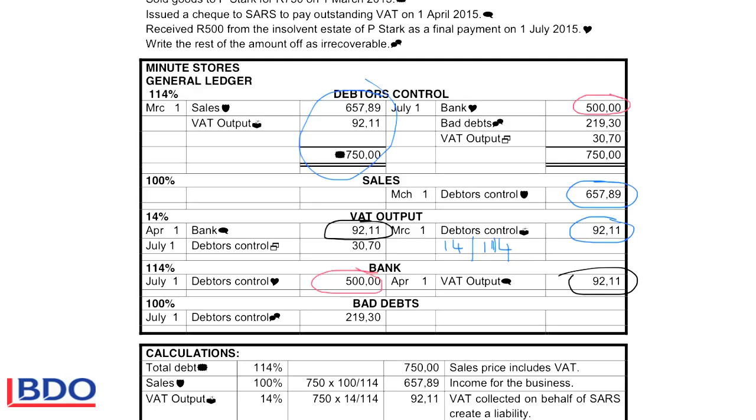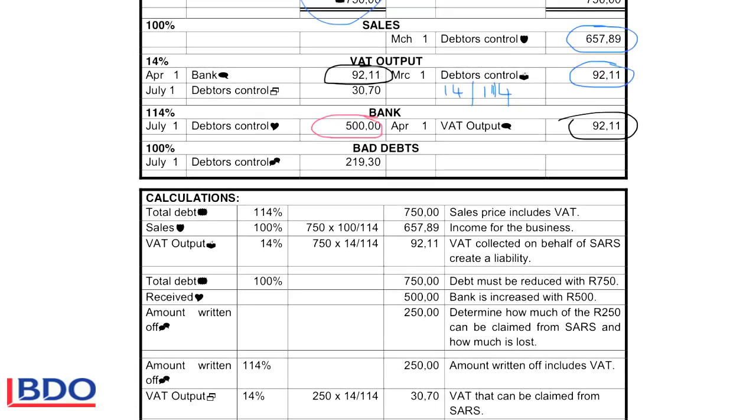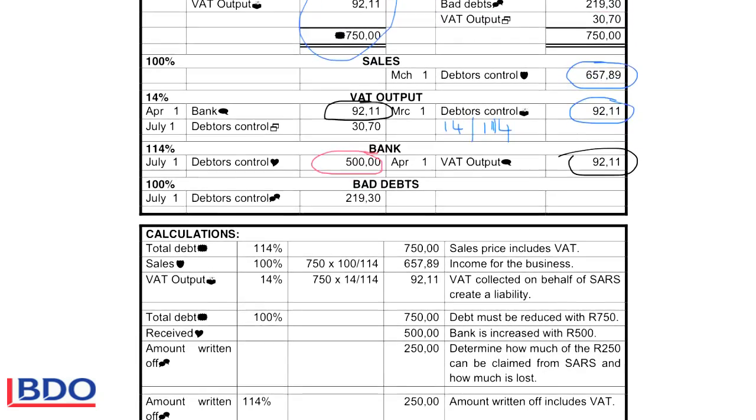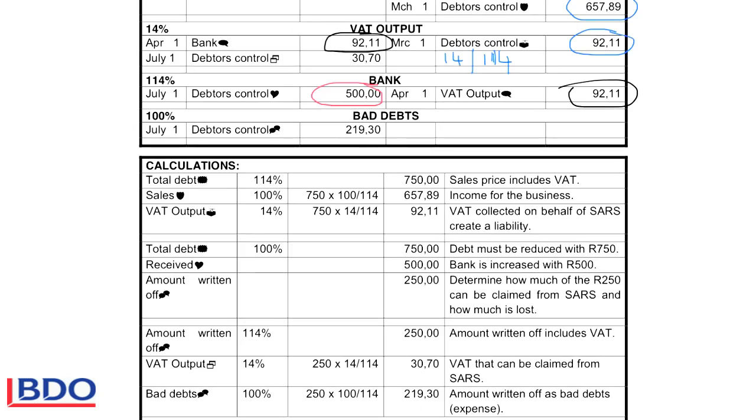On the money paid, there is no effect on VAT, but on the bad debts, you will have an effect on that. Okay, so if we look at the calculation there, we receive from the debtor 500 Rand, and the amount that's outstanding is then 250. So they originally owed 750. The amount that was received was 500. So the amount that will not be received from the debtor is 250.